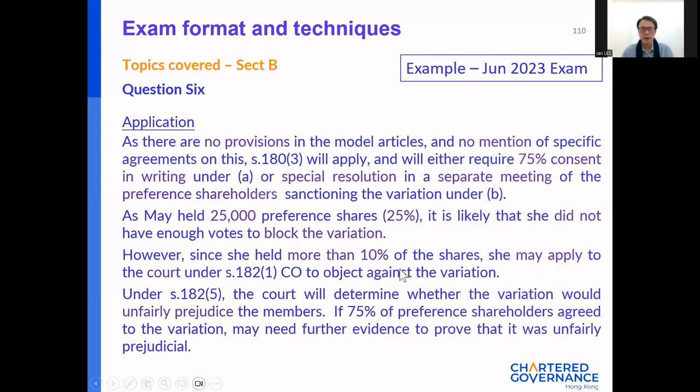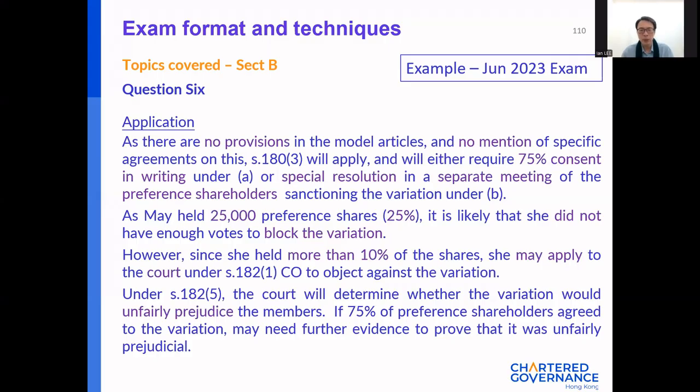So in that case, you will need 75% consent in writing, or you need to pass a special resolution in a separate class meeting of the preference shareholders. So in this case, May holds 25% of the preference shares. So she would not have enough shares to block the proposal to vary the rights of the preference shares. So most likely, if no one else disagrees, then that variation will receive the required consents and then can pass the resolution to alter the articles.